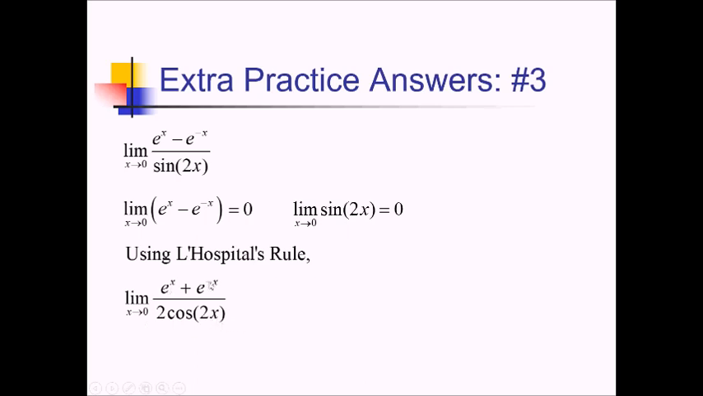Plugging 0 into each of these now, I've got e to the 0 plus e to the 0 in the numerator. That's 1 plus 1, which is 2. In the denominator, we've got cosine of 0, which is 1, but we're multiplying by 2 out here, so that's a total of 2. And 2 over 2 can be reduced to 1.